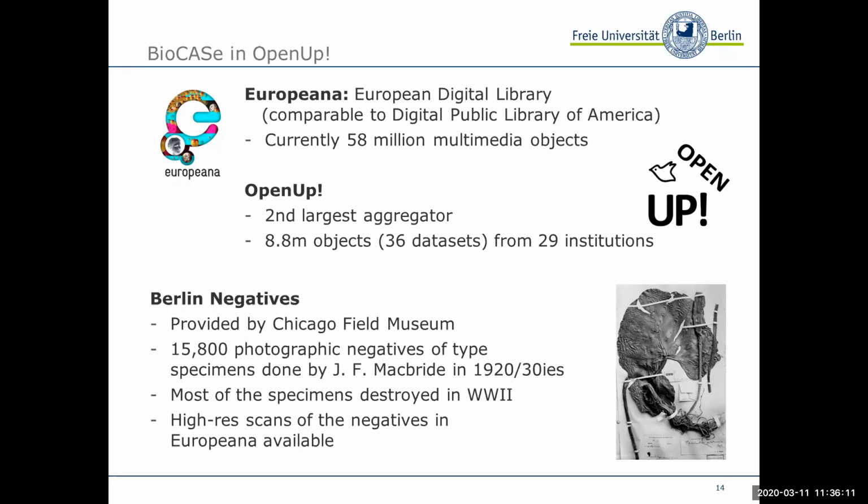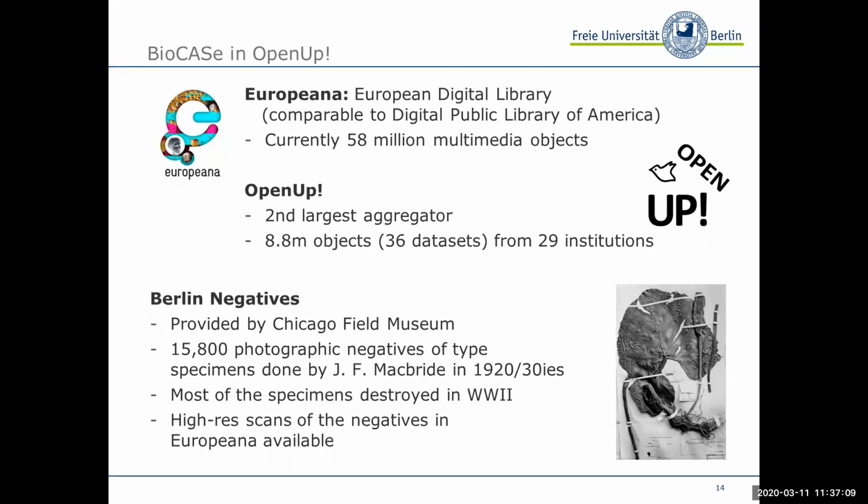In Europeana, you will find all types of digital objects. Most of them are images. Some are videos. Then there are audio snippets. And I found out it can be compared to the Digital Public Library of America, and the portals even look a bit alike, so they're probably the same. OpenUp is currently the second largest aggregator for Europeana, and it publishes about 9 million objects from 29 institutions. Europeana doesn't just publish data from European institutions or European datasets, but also all objects that have some relevance to Europe.